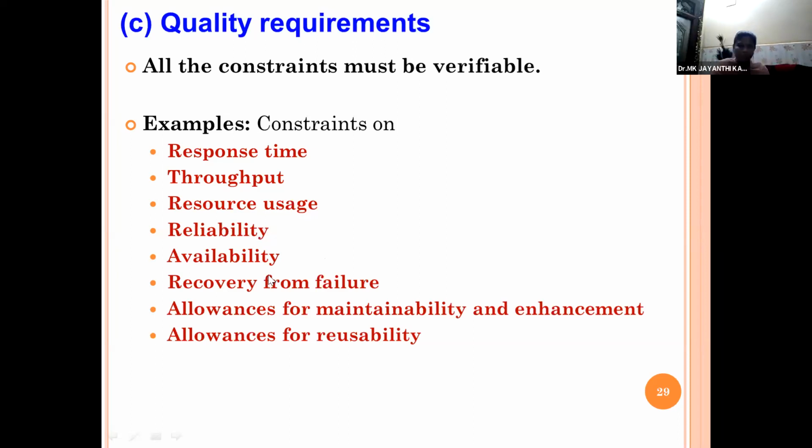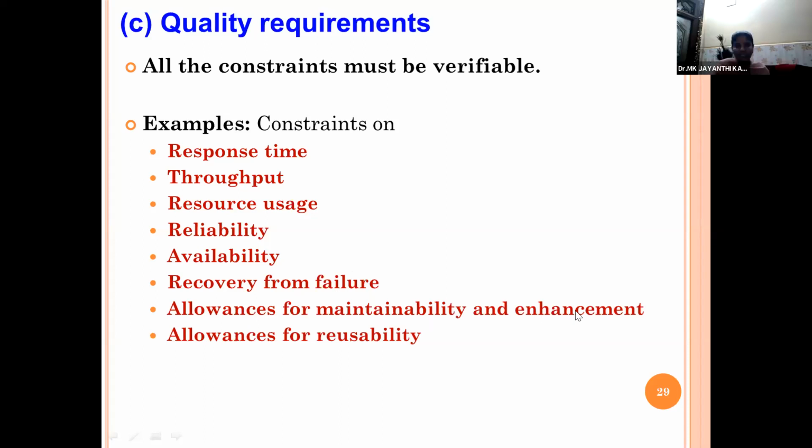Availability: whether the project is available anywhere, anytime, 24/7, online or offline. That is also one of the quality parameters. And recovery from failure. If something happens to some function, shall we easily overcome the failure? How long does it take to resume from the failure, from a hangout or from any fault? So that is also one of the quality parameters.